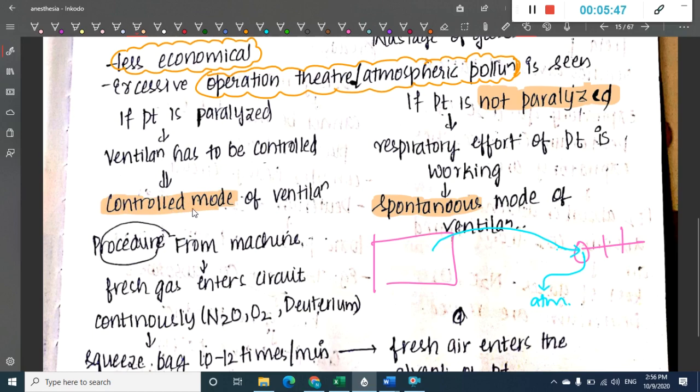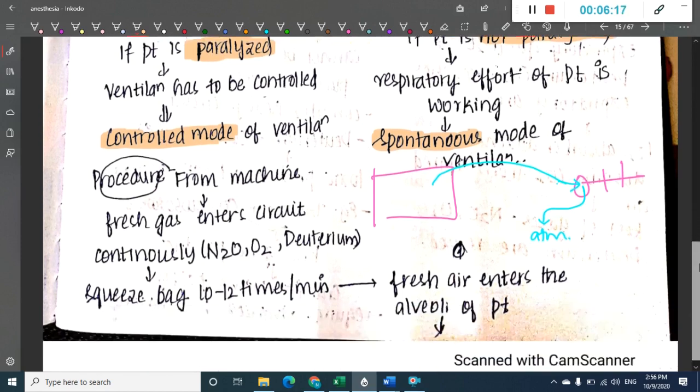The machine itself pumps the necessary amount of air which is set by the doctor, right? So in this situation, the patient is paralyzed. If the patient is not paralyzed, he tries to breathe on his own, but the machine will be pumping him the required amount of air. That may irritate him, that might have some adverse effect. So as a result, you will have to paralyze the patient and give him the controlled mode of ventilation. Now we will see the procedure, the same procedure which I have said.